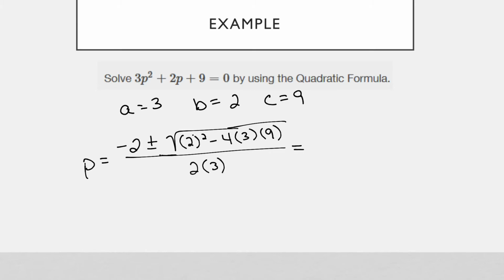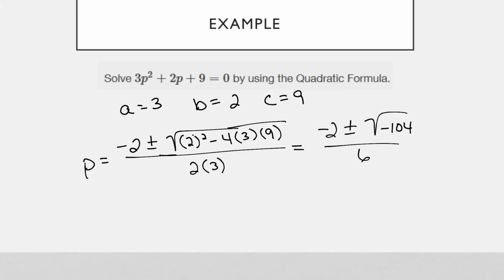All right, now let's do some math. So I've got negative 2 plus or minus. I haven't done that math yet. And then I've got 6 in the denominator. So on my calculator, here's what I'm typing in. Open parenthesis, 2, close parenthesis, square button, minus 4, open parenthesis, 3, close parenthesis, open parenthesis, 9, close parenthesis, hit enter. And I get negative 104.